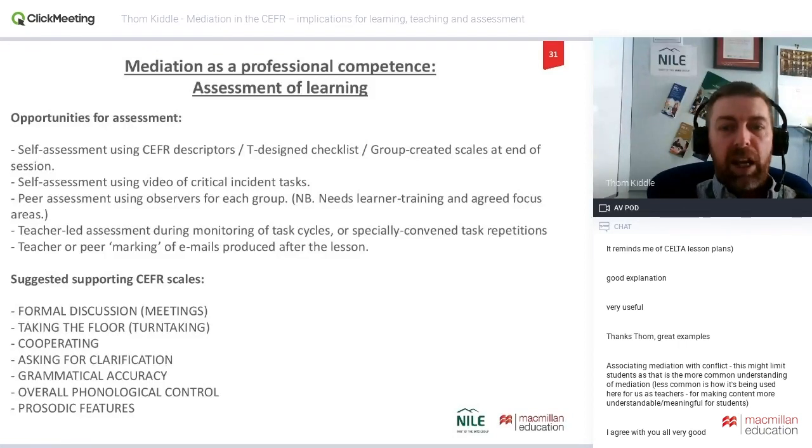Did you do this? We may ask the group to create scales of successful mediation from that role play, that we might get them to set criterion points for what was effective mediation in that context. We might ask learners to look back at video we've made of them being the mediator in those role play tasks, and then to use video to self-assess their own performance.